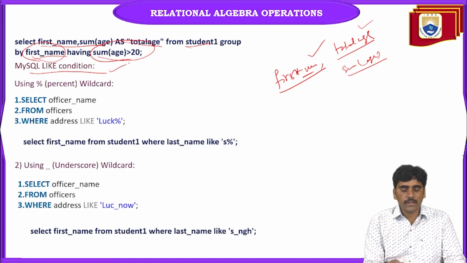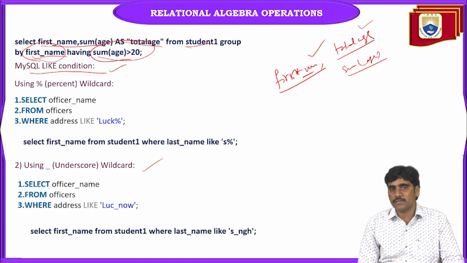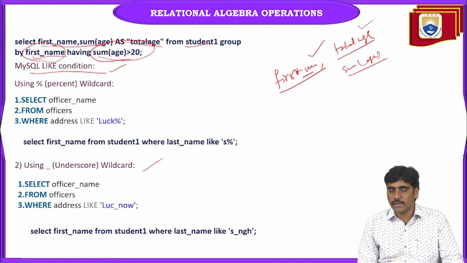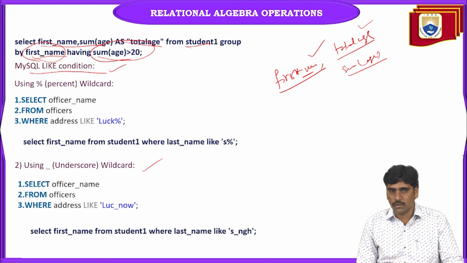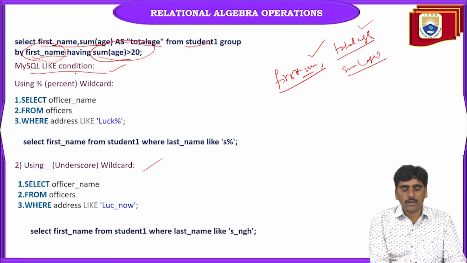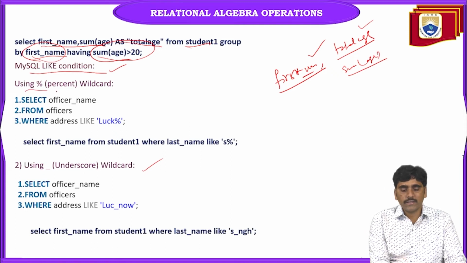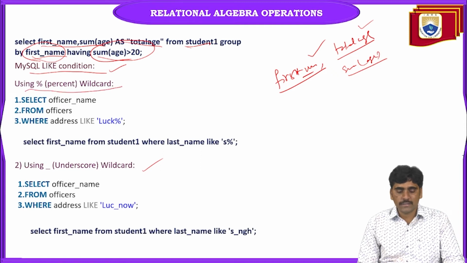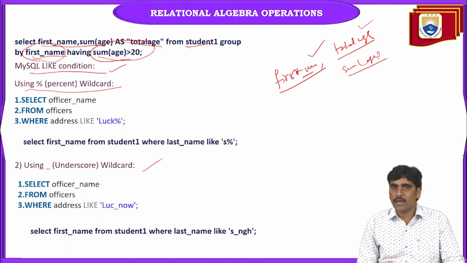We can use LIKE conditions, conditions using underscore, NOT LIKE conditions, IN conditions, and NOT IN conditions. We'll see how all these conditions work. The first one is MySQL LIKE condition. We can use the percent symbol to represent it as a LIKE condition.